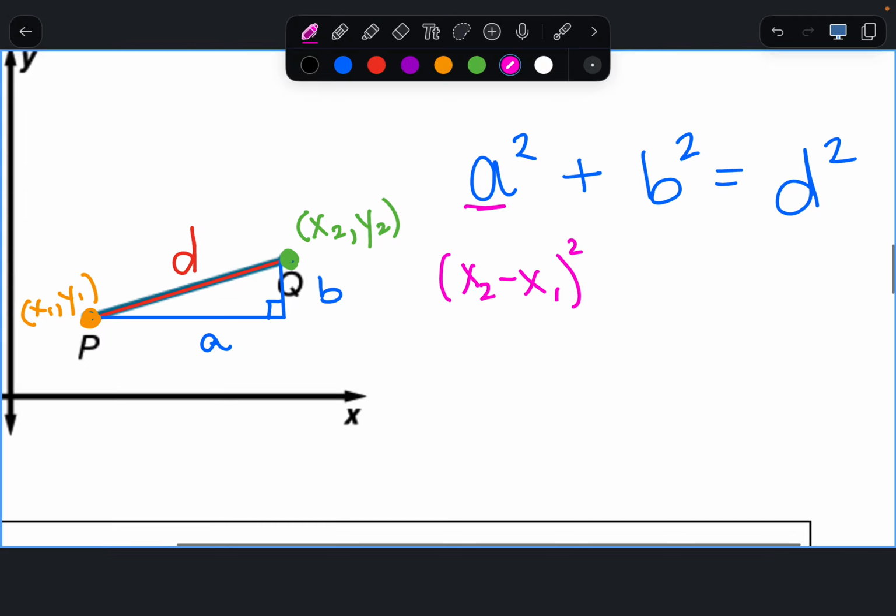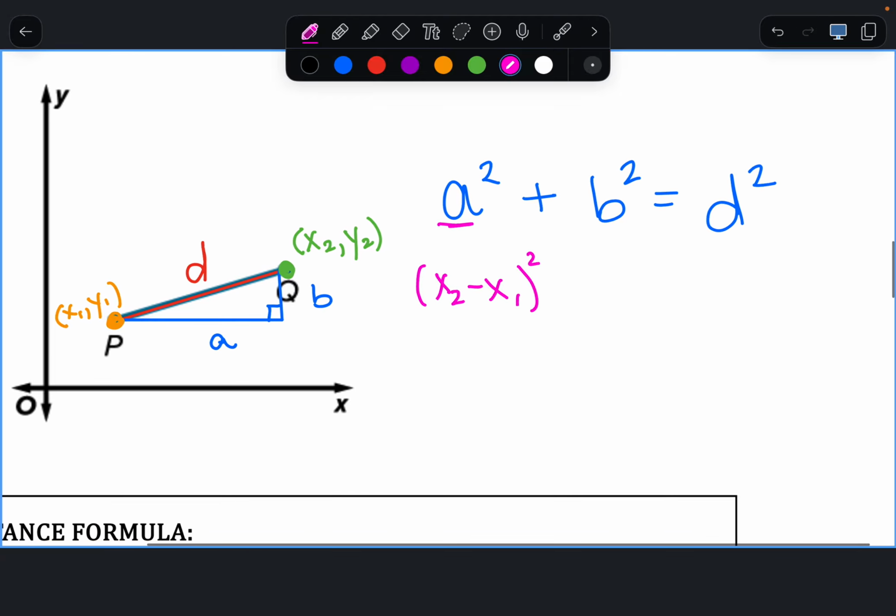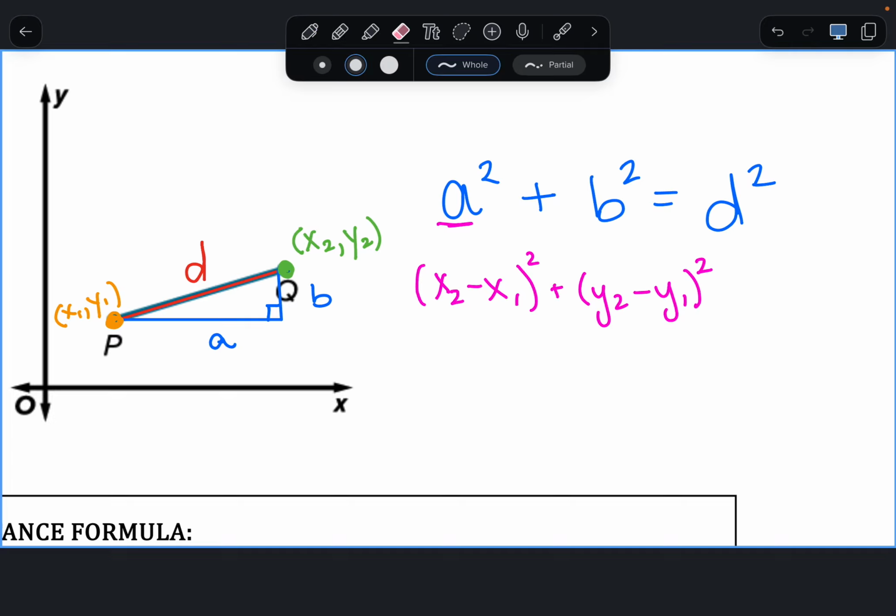Oh, I remember this kind of. I think you will. And then what about this right here? B is just the distance between the y's, because it's our vertical. So is it x2 minus x1? No, I replaced A because it's A squared.